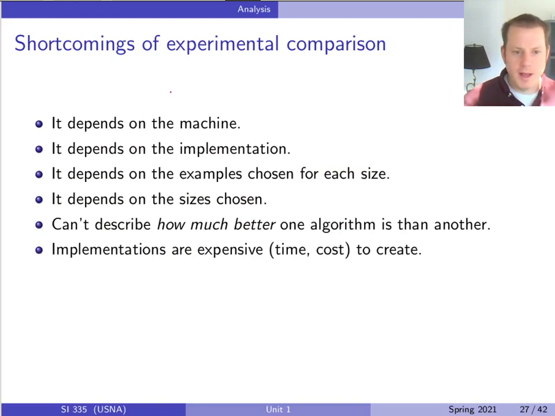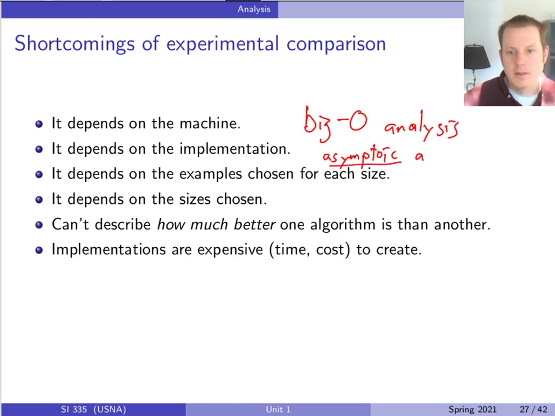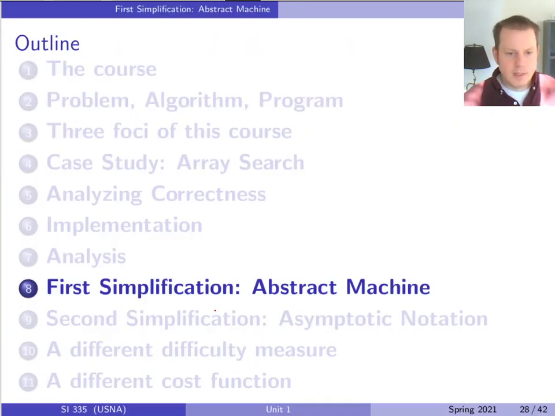These are all the reasons why we use big O analysis in general. The other word for this is asymptotic analysis. What asymptotic means in this case is that we're really thinking about what happens as the input size grows, and that's what we want to focus on. Again, these are some reasons, like we talked about before, of why we want to do analysis instead of just trying to implement everything. We have to make a few simplifications in order to do this analysis, and that's what we'll start to talk about next time.